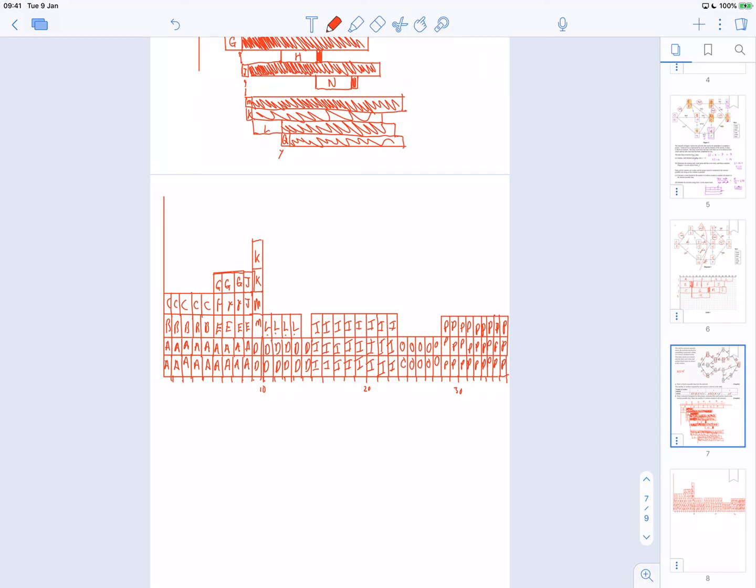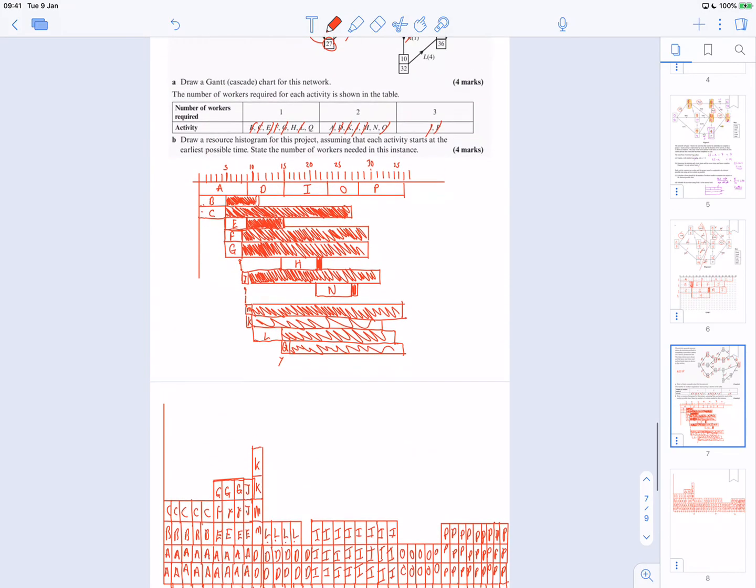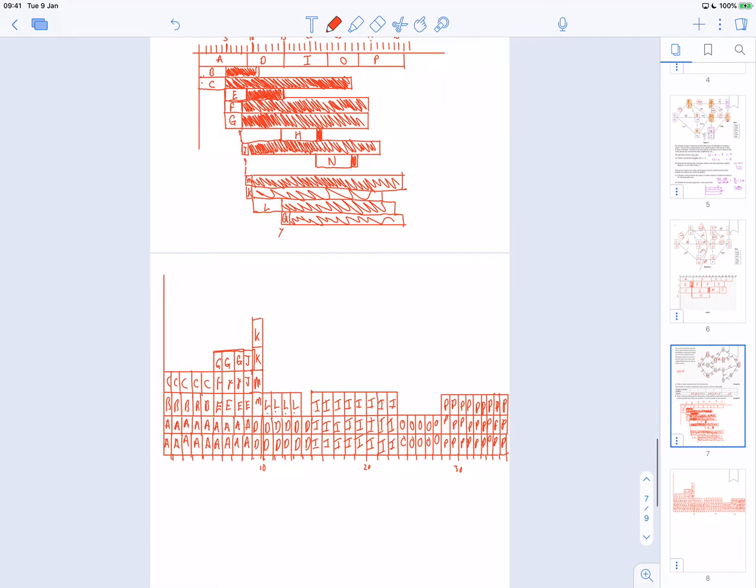So 10, 11, 12, 13, 14, 15. So H can start up there and H is 6 long. So 1, 2, 3, 4, 5, 6. That's 1 worker. So let's put H in there like that maybe.